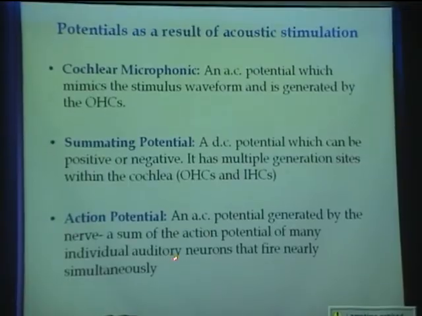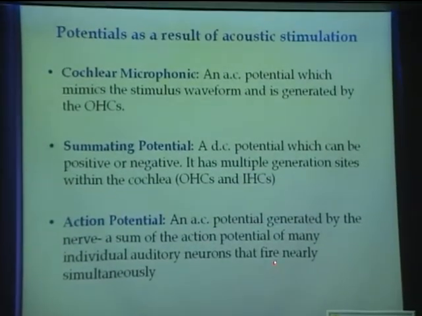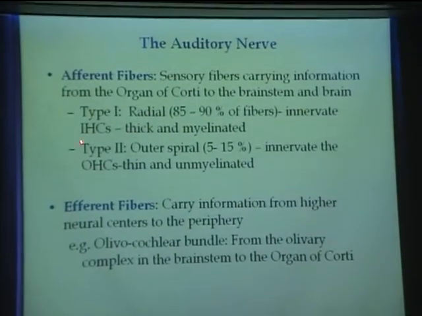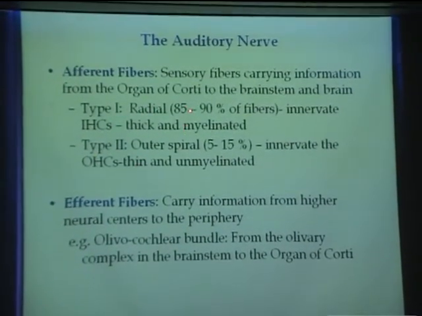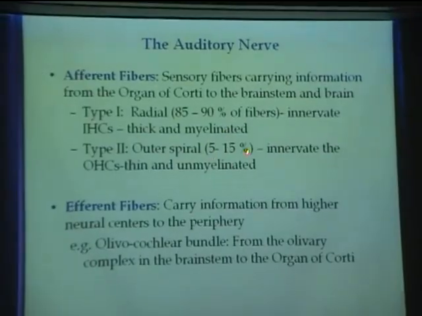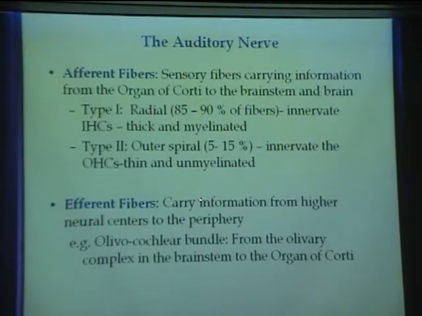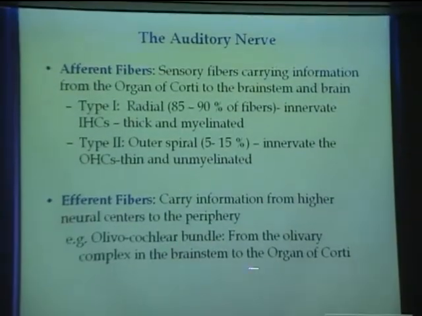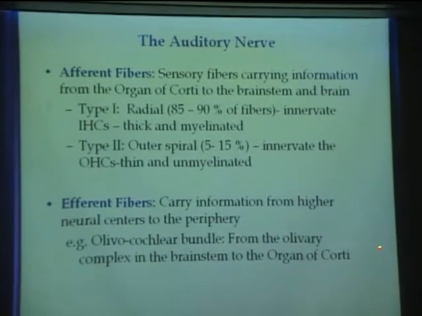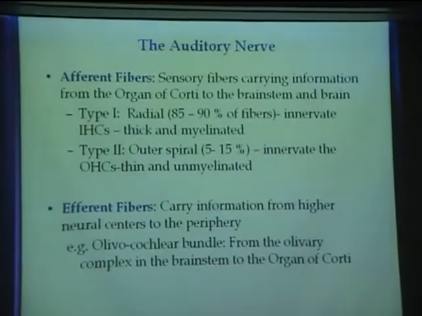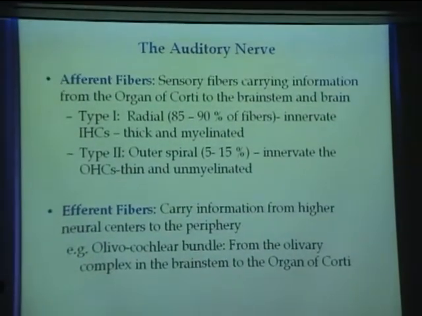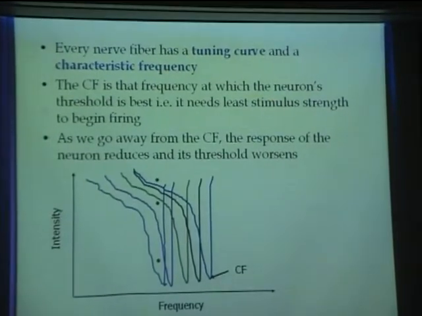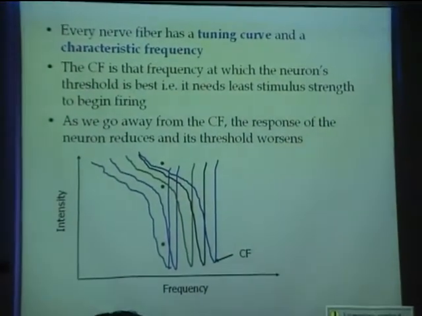Then you have the action potential, which is generated by the nerve itself. The auditory nerve contains different types of fibers. There are, as I said before, only a very small percentage of fibers which end on the outer hair cells and the rest end on the inner hair cells. And there is also the efferent auditory system, which is the control of the higher auditory structures on the outer hair cells and the inner hair cells. Now, every nerve fiber has what we call a tuning curve and a characteristic frequency.